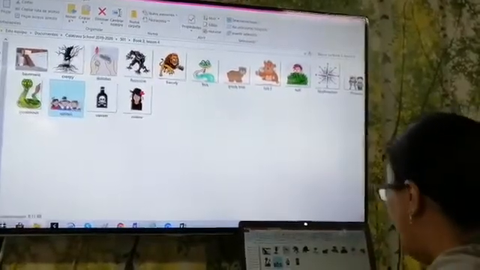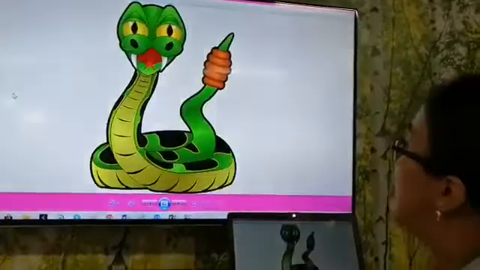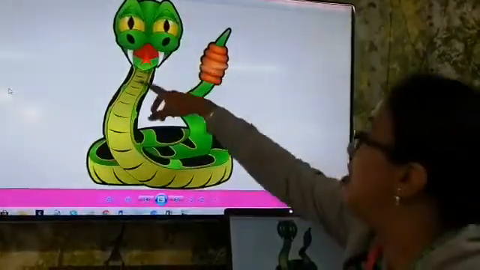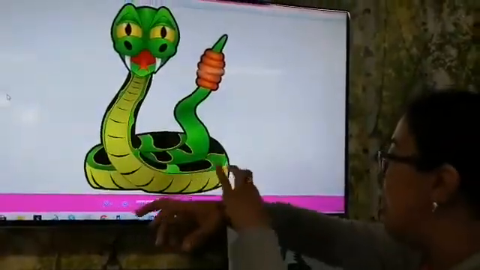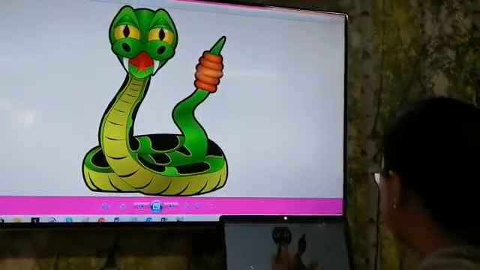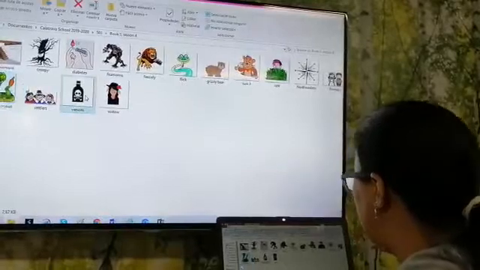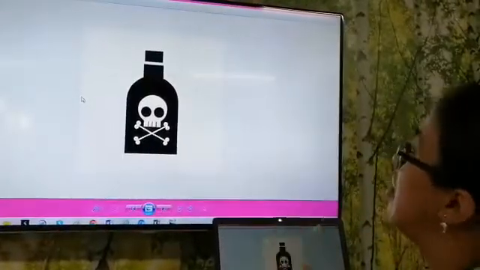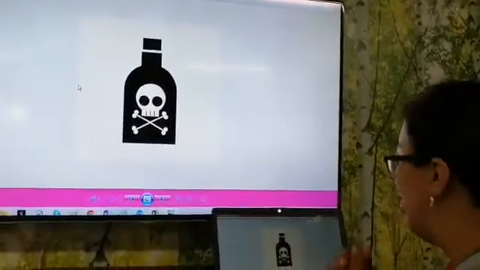Okay, poisonous. A snake is usually poisonous, so it bites you, and it makes you have poison in your blood. And here's poison and venom. They are similar. They are synonyms, sorry.